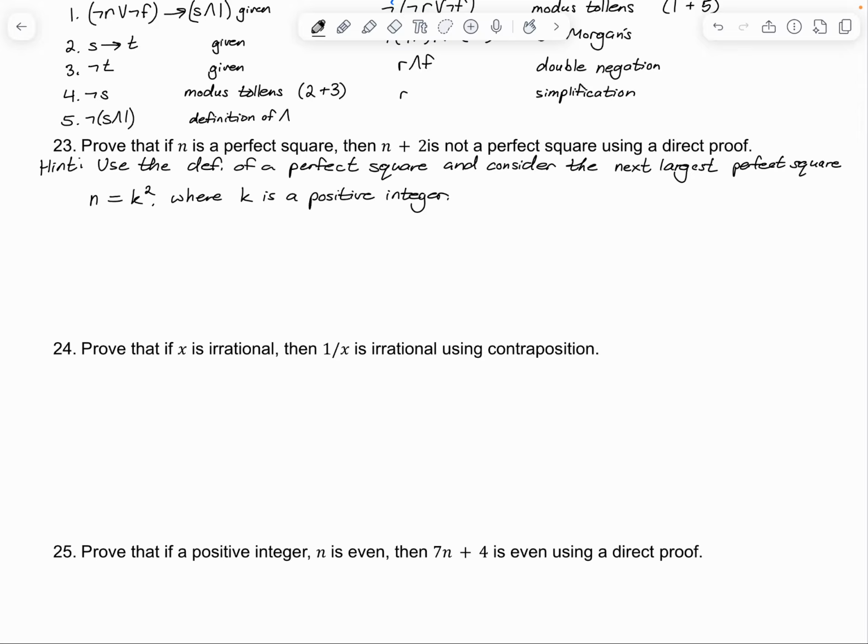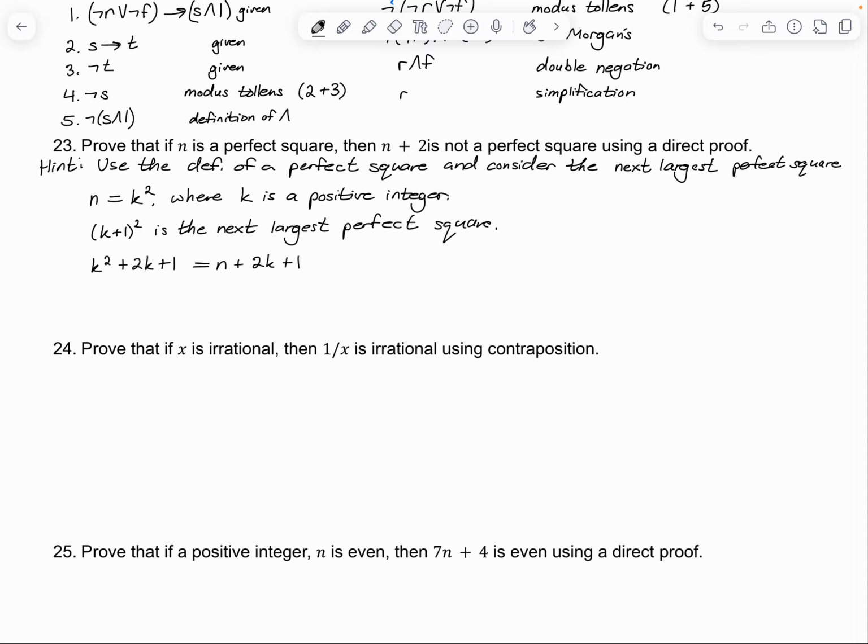Then it says, consider the next largest perfect square. Well, the next largest you would get by taking k plus 1 and squaring it. So k plus 1 squared is the next largest perfect square. And from here, I can just do some manipulation. k plus 1 squared, I can FOIL. That's k squared plus 2k plus 1. And k squared, well, that's just n. So this is n plus 2k plus 1.